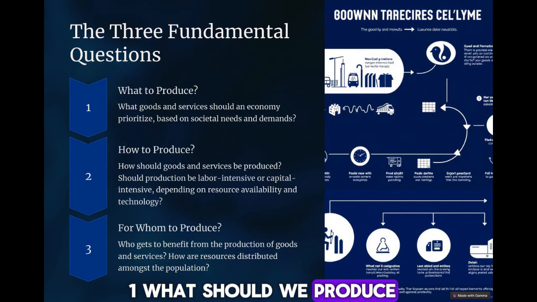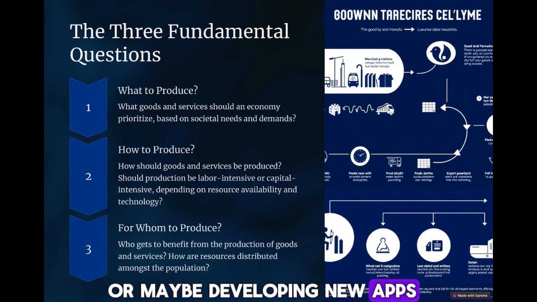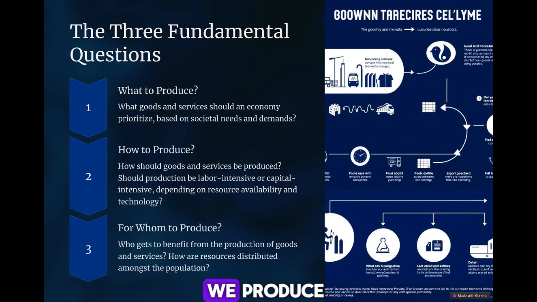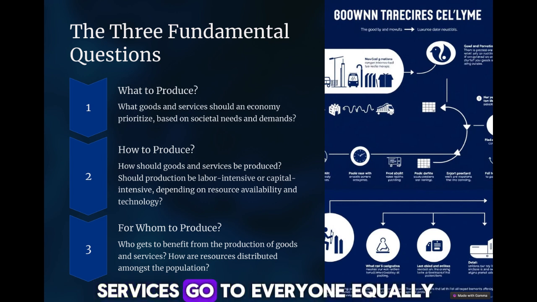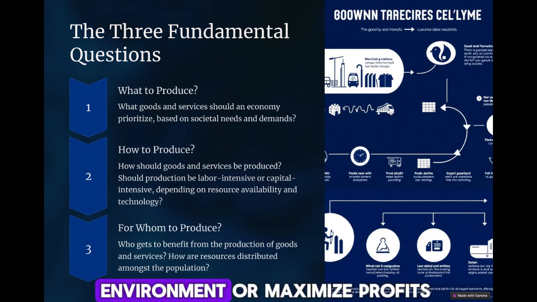All economies, no matter how big or small, have to answer three big questions. 1. What should we produce? Do we focus on farming, building cars, or maybe developing new apps? 2. For whom should we produce? Should the goods and services go to everyone equally, or just those who can pay the most? And 3. How should we produce? Should we rely on workers or invest in high-tech machines? Should we save the environment or maximize profits?